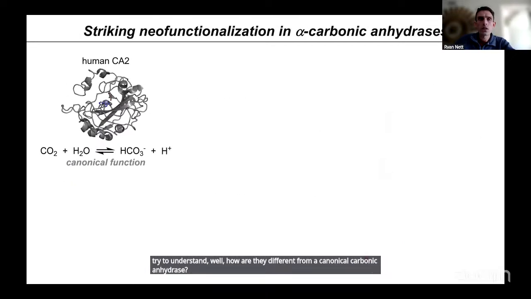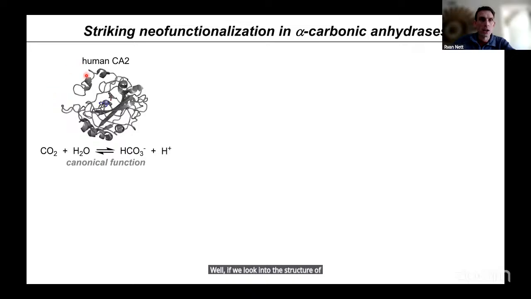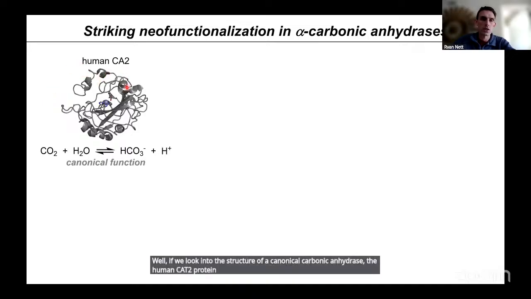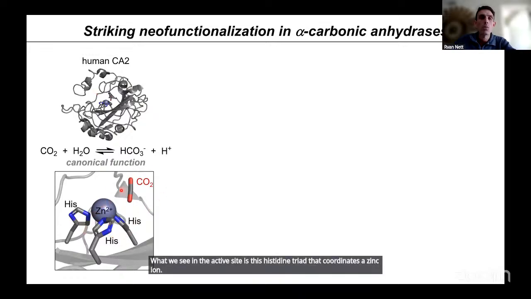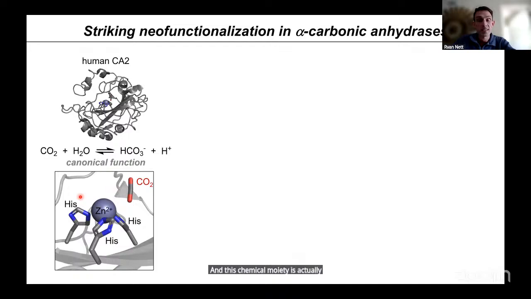Well, if we look into the structure of a canonical carbonic anhydrase, the human CA2 protein, which is very well studied, what we see in the active site is this histidine triad that coordinates a zinc ion. And this chemical moiety is actually critical and essential for this canonical carbonic anhydrase activity.